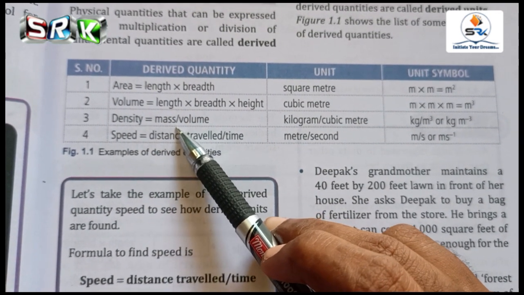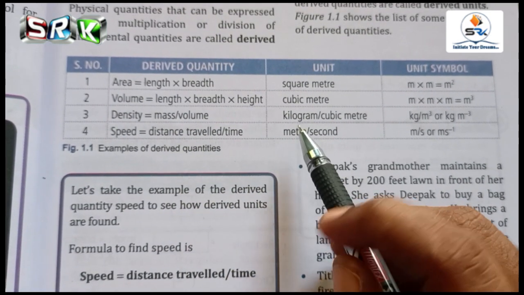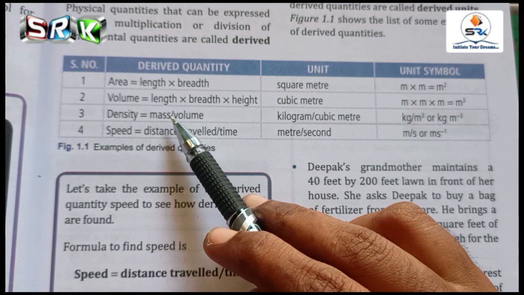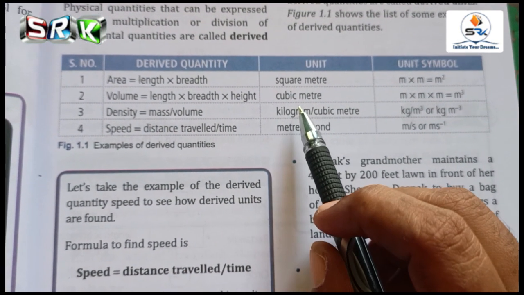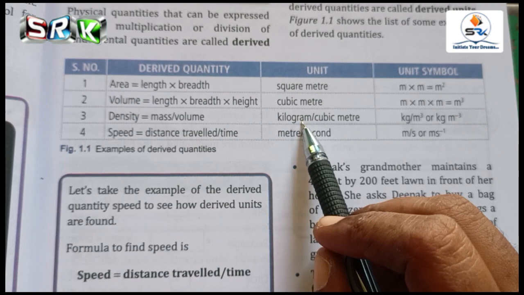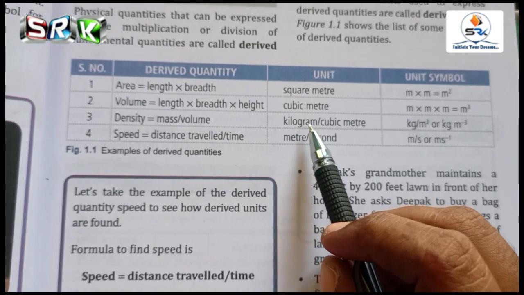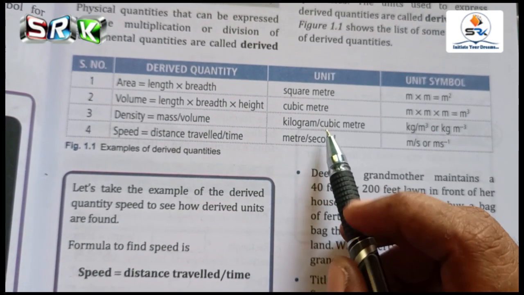Mass divided by volume is density. So what is the unit for mass? Mass is nothing but the weight of an object, so it is expressed in kilogram, whereas volume is expressed in cubic meter.